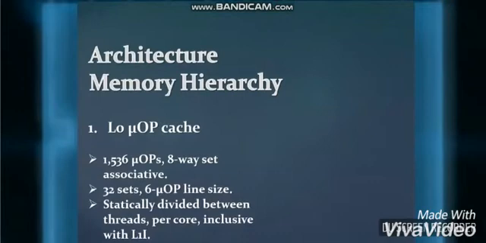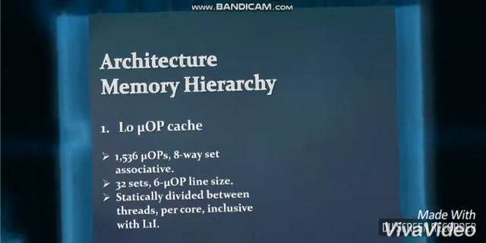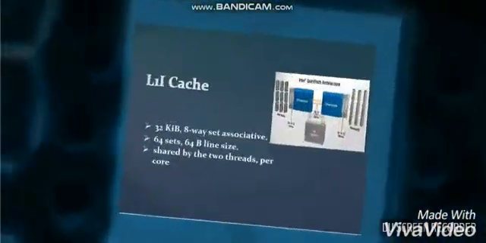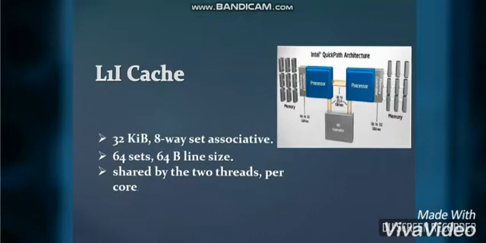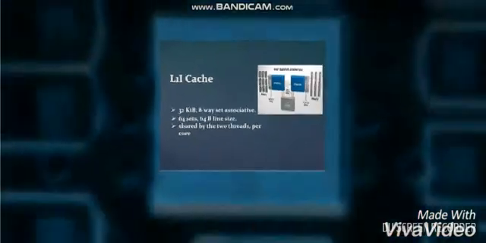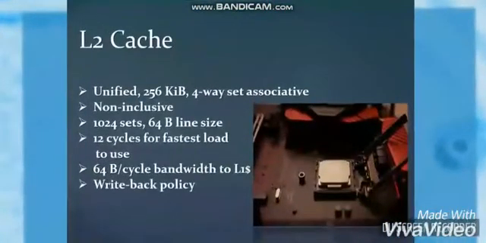The architecture memory hierarchy basically consists of a number of caches like L0, L1, L2, L3. The L0 micro-operation cache consists of 1536 micro-operations, 8-way set associative, with 6 micro-operation lines and 32 sets. Then we have the L1 cache. The L1 cache is also 8-way set associative, having 64 sets, 32 KB and 64 byte lines, and shared by the two threads. The L2 cache is 4-way set associative, having 1024 sets and 64 byte lines.